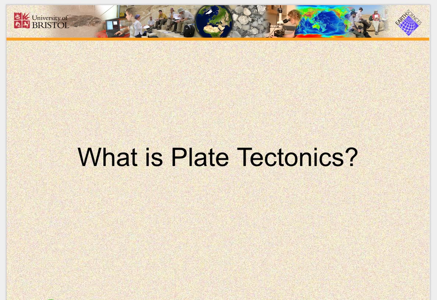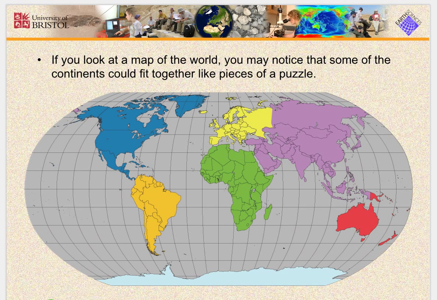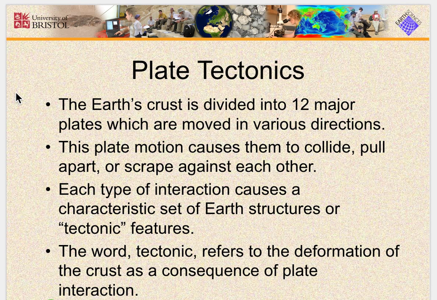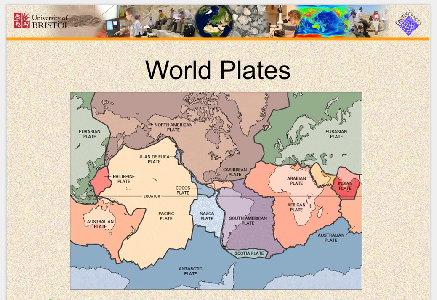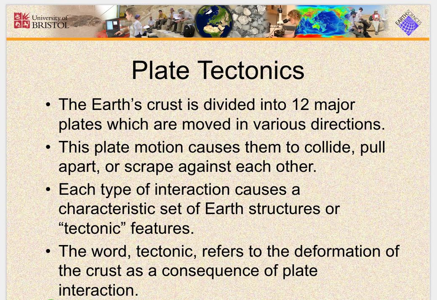So when we're talking about plate tectonics, if you could look at a map of the world, you might notice that these pieces, if you put them together, kind of fit like a puzzle. Plate tectonics is that the Earth's crust is divided into 12 major plates that move in different directions. And this causes them to bump into each other, to pull apart from each other, or to rub up against each other. And each one of these interactions is called a tectonic feature. So they have specific names when they collide or pull apart or scrape, but it's called a tectonic feature.